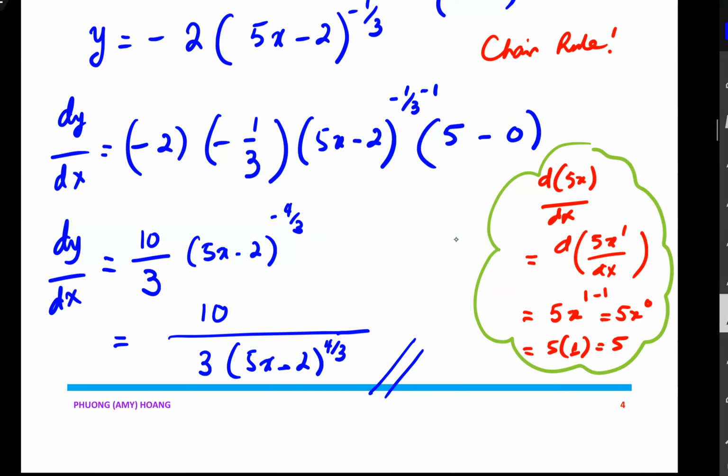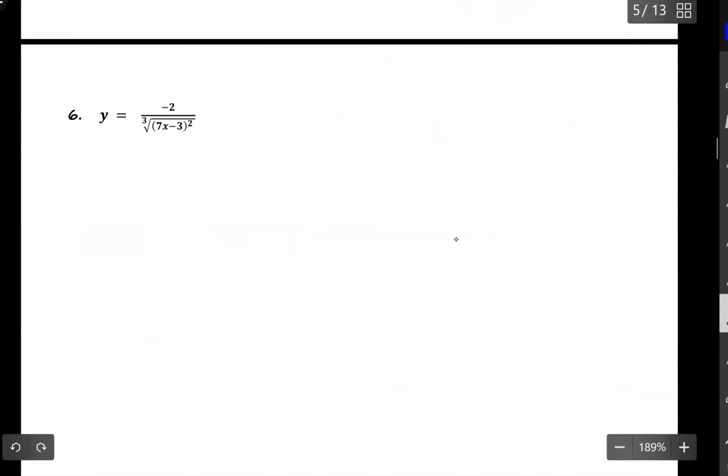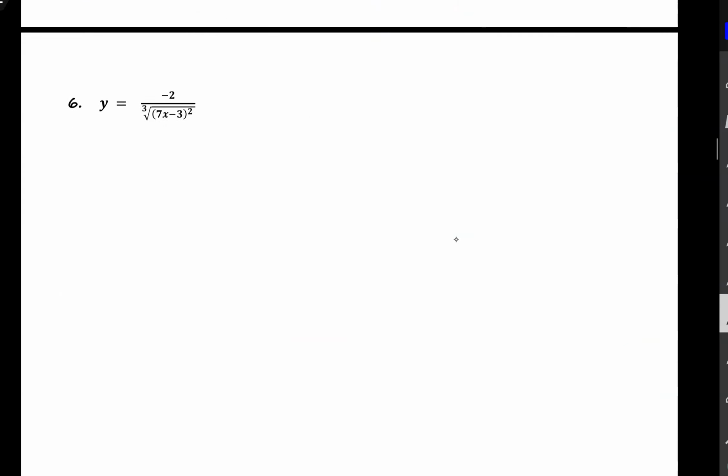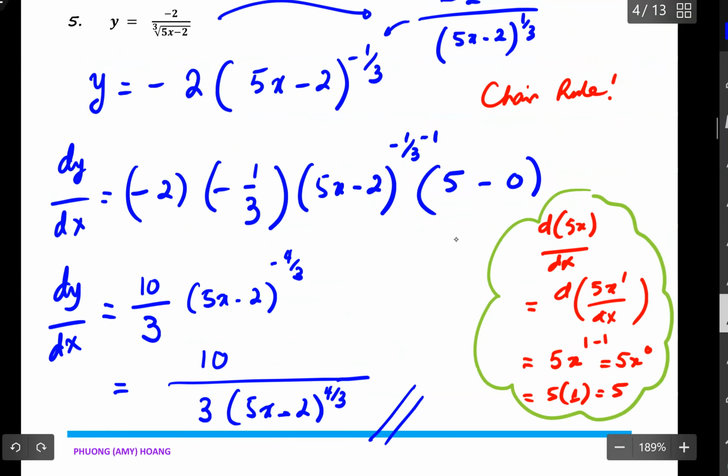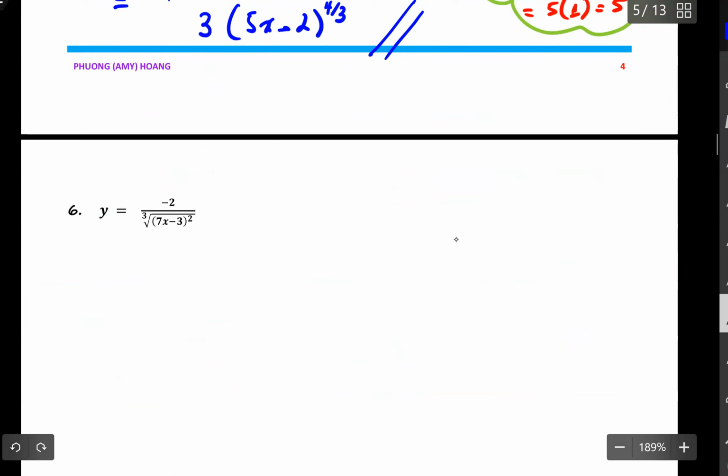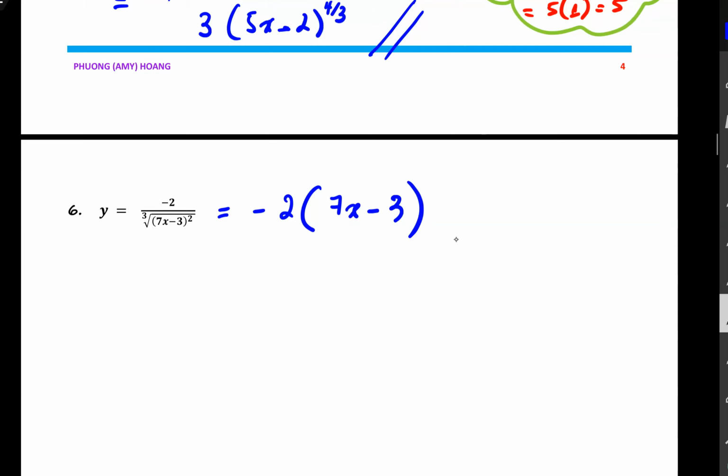Alright, so let's continue with question number 7. I mean question number 6. So again, this one is very much similar to question number 5. I have to apply the chain rule, but before I do that, I need to convert this to the exponent. So in this case, the exponent should be equal to negative 2 over 3.